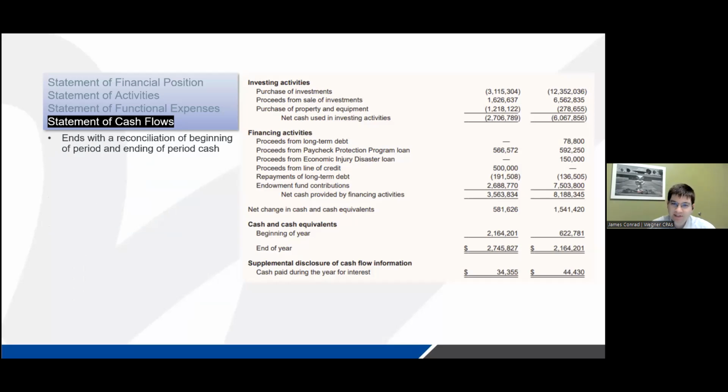And at the very end of the statement, once you get your operating, investing, and financing activities, you're going to have a reconciliation with the beginning of the year cash, all of the changes that came from the 3 buckets, and then those 2 items summed together should give you your end of year cash. And you will have some supplemental information here at the bottom. It really depends on the situation of your organization to determine if that's necessary.